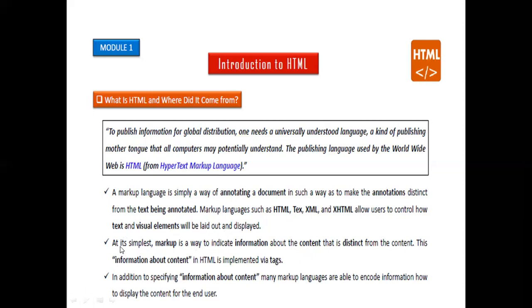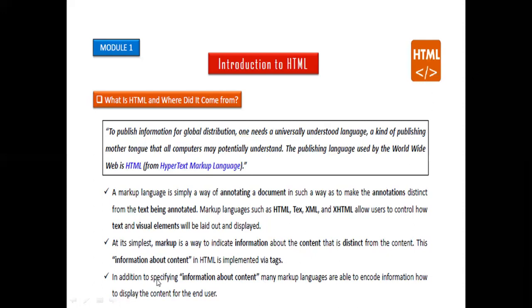At its simplest, markup is a way of indicating information about the content. I already told you about the content information that is shown, which is distinct from the content. This information about the content in HTML is implemented via tags. Visually, whatever we are displaying in your browsers, in any website you open, that information about the content will be implemented through tags. This is the structure of a tag that we will discuss in the next slides.